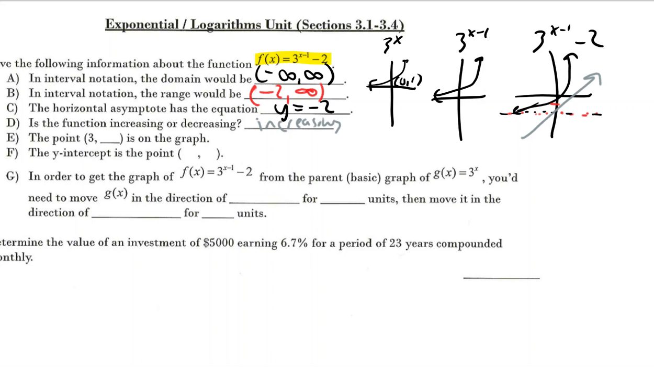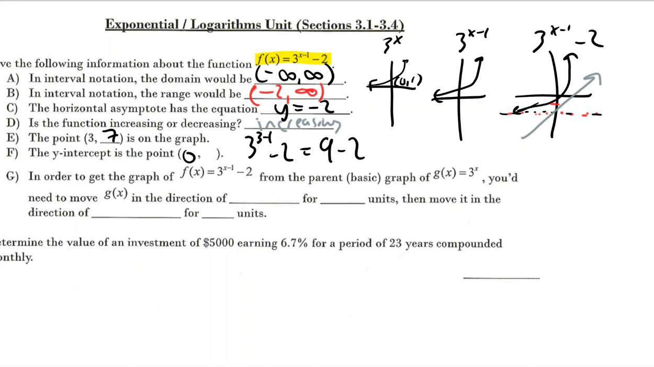My little sketch here is not near accurate enough to know the y value when x is 3, but I could just plug that in algebraically. And you get 3 squared minus 2, which would be 7. So (3, 7).